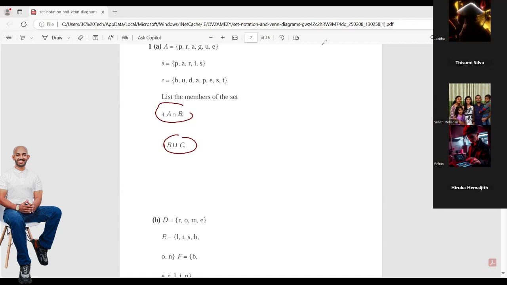Right. A intersect B, what are the elements in common? When you get the set A, P, R, H, U, E, then both the sets A and B contain A, R, P. So the answer for this one, you have to always use the curly brackets: A, P, R. Okay.